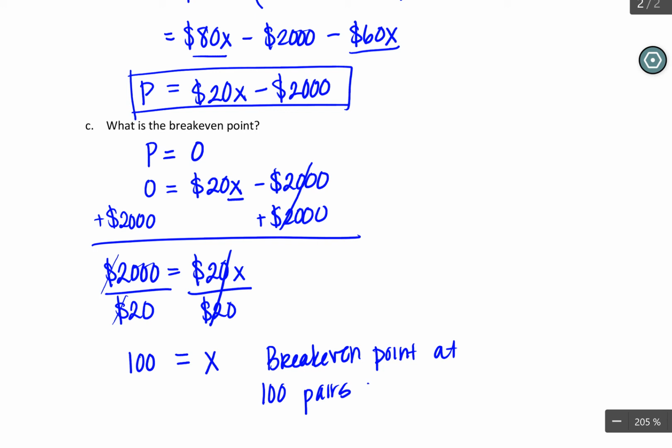So just to understand this a bit more, if we only sold 99 pairs of shoes, we would lose money. However, if we sold 101 pairs of shoes, we would start to make money.